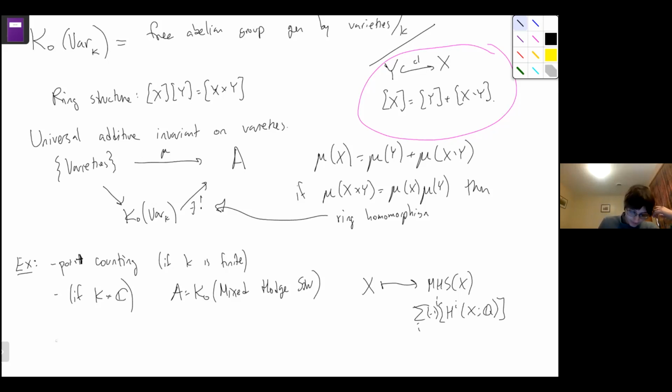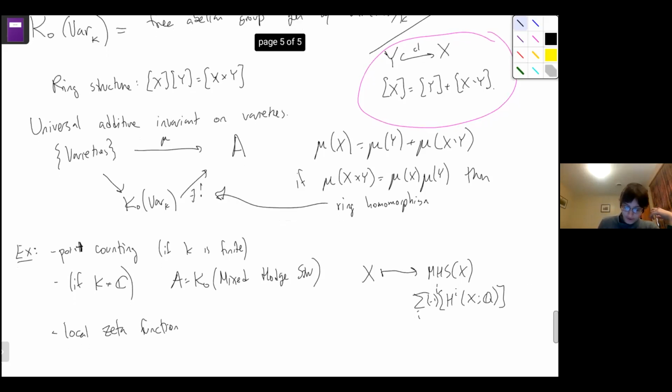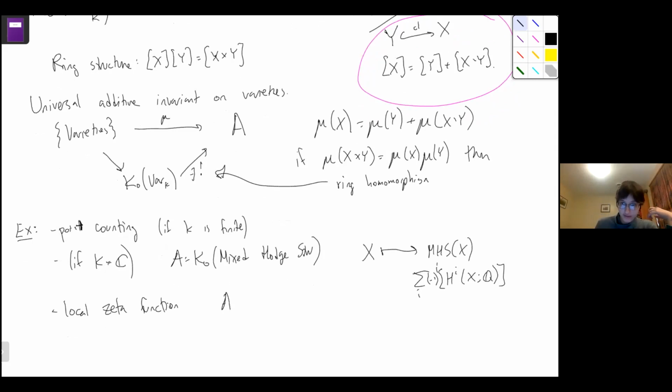And the last example I want to give is the local zeta function. So in this case, we set A to be, again, we're working over a finite field.